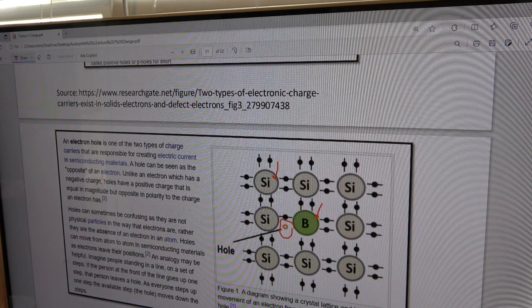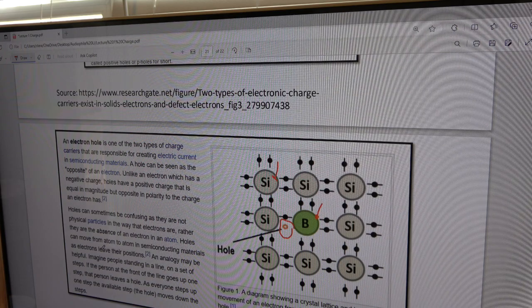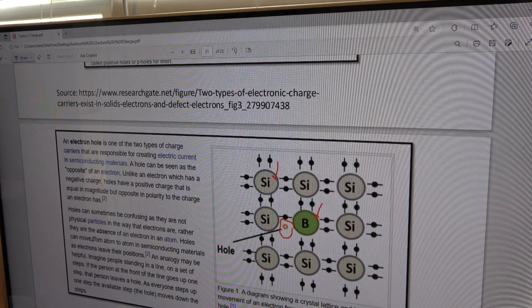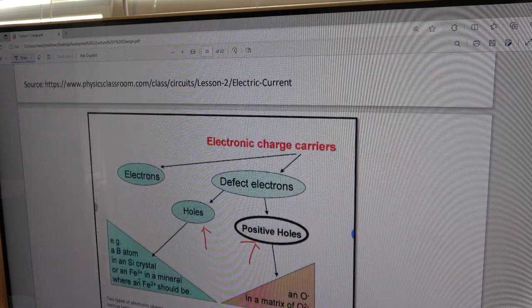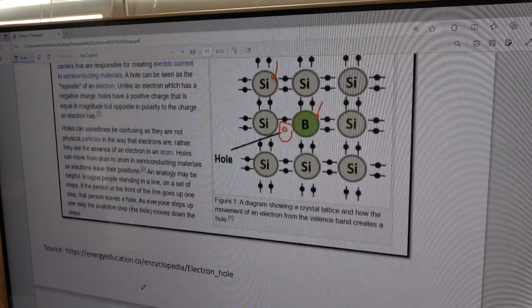And we have something called hole current. And that hole is considered to have a positive charge, equal in magnitude to the negative charge that the electron had. And a hole is the absence of an electron in an atom. And I'm going to leave it at that. So there are other types of charge carriers. Holes are the most common you would find in electronics and mostly in semiconductors. All right, there we have it.